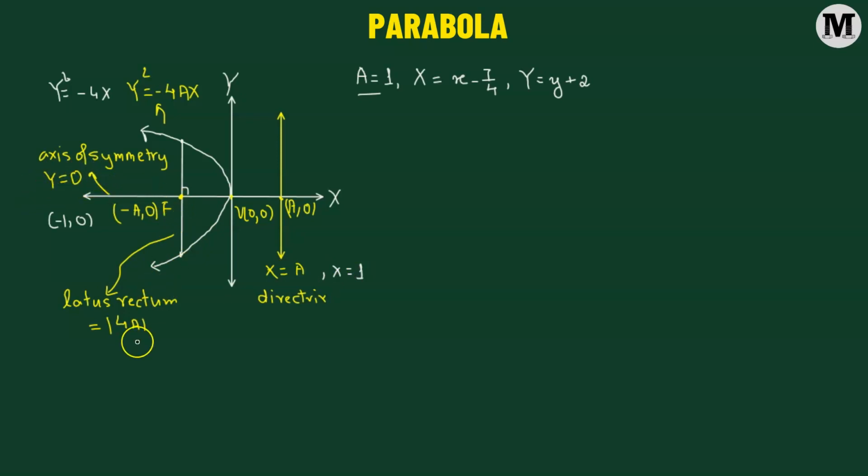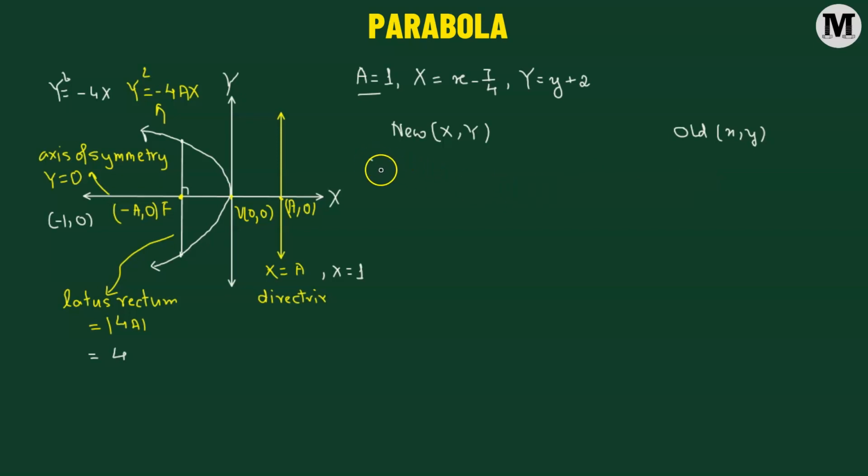Then we have the length of the latus rectum. So a value, that's 1. So that means our latus rectum length will be 4 units. Now what we have is the new coordinate system in which we have expressed our parabola, with x, y. However, we want to revert back to the old coordinate system, that means in terms of x, y.